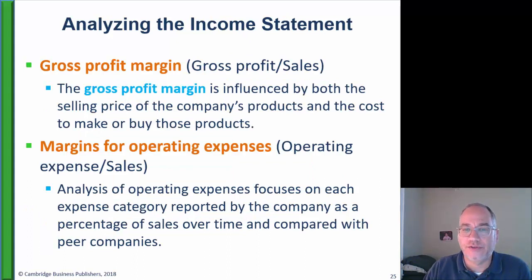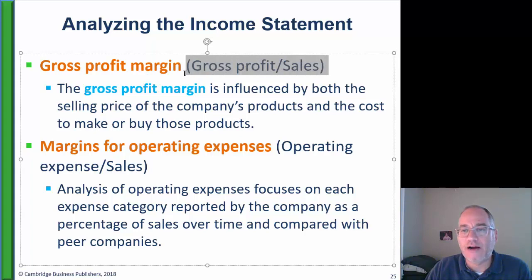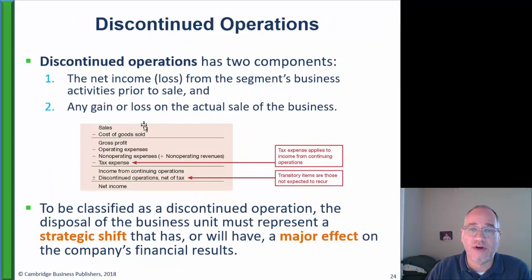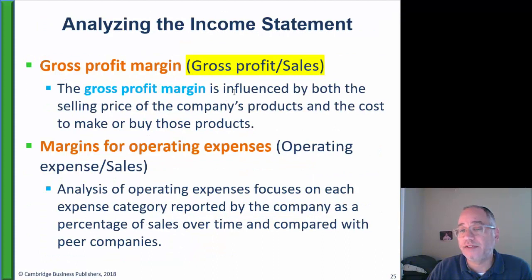A key ratio used for analyzing the income statement is gross profit margin. And that would be gross profit divided by sales. Again, remember what gross profit is. That's sales minus cost of goods sold up here. Net sales minus cost of goods sold equals gross profit. So gross profit divided by sales. And this would tell you in a way what the markup is on sales. Now there's also, they go into it here, margins for operating expenses, operating expense divided by sales, and this focuses on overhead and how high the company's overhead is. Next, we're going to talk about the statement of stockholders' equity.